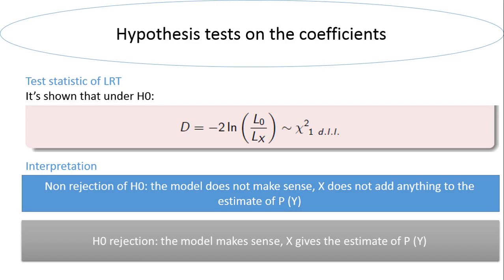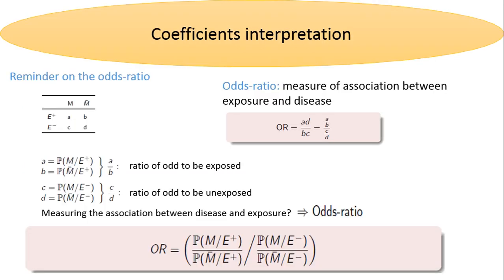On the other hand, the rejection of our null hypothesis means that the model makes sense, given that x gives the estimate of our probability. So there exists a link between our probability and our explanatory variable.